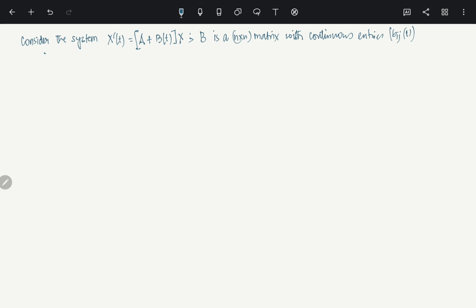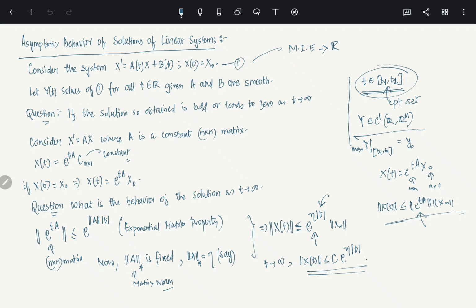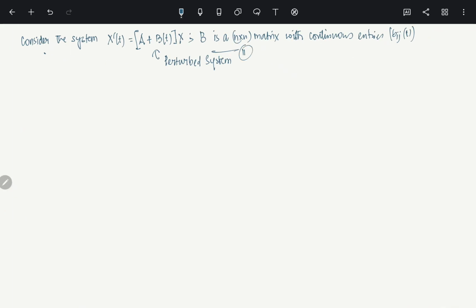Now this type of system is called a perturbed system. We'll just call it that for namesake; it's not anything special. Let's call this system 2, the perturbed system. How is it perturbed? The constant coefficient matrix A is perturbed with a variable coefficient, A plus B of t. Now we want to see what happens to the solution of this problem.